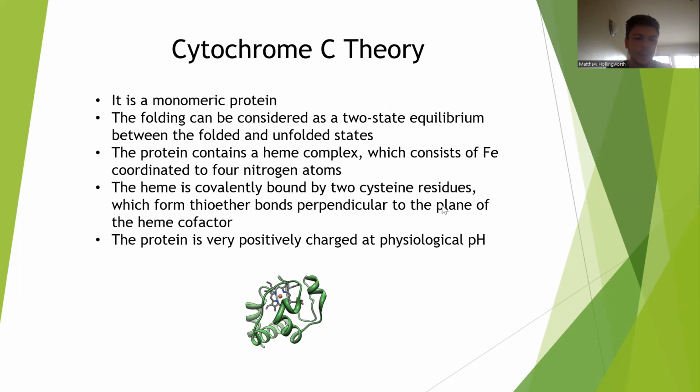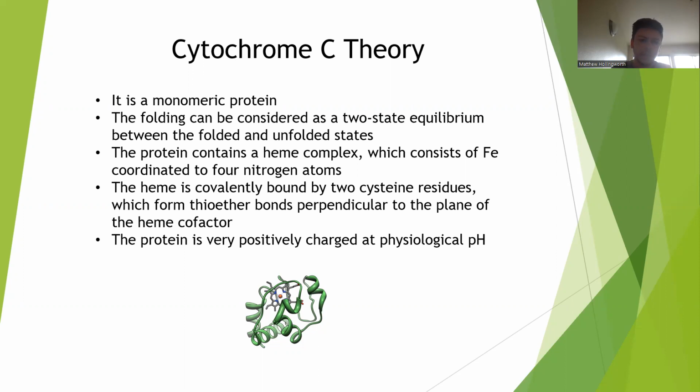It's a monomeric protein, and the folding can be considered as a two-state equilibrium between the folded and unfolded states. The protein contains a heme complex, which consists of iron coordinated to four nitrogen atoms. This can be seen in the image below, where the heme complex is the gray molecules and the iron is the orange sphere in the middle.